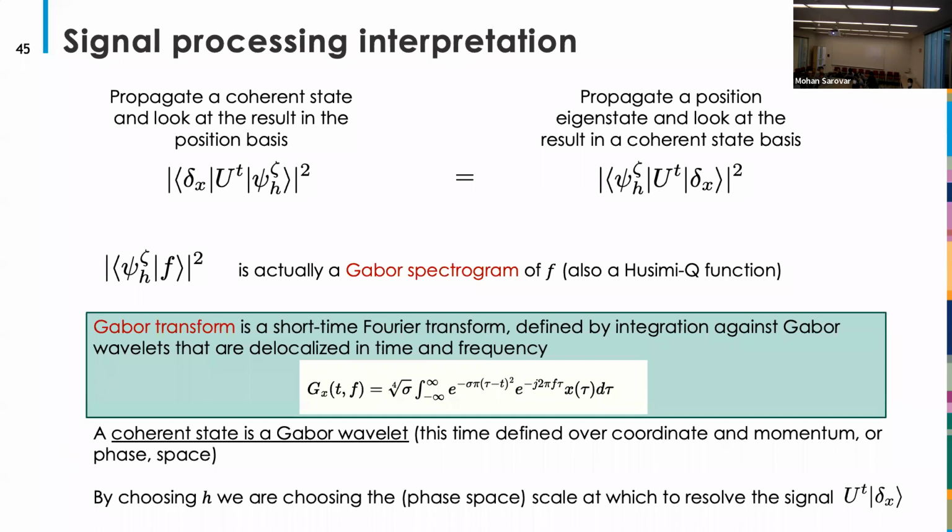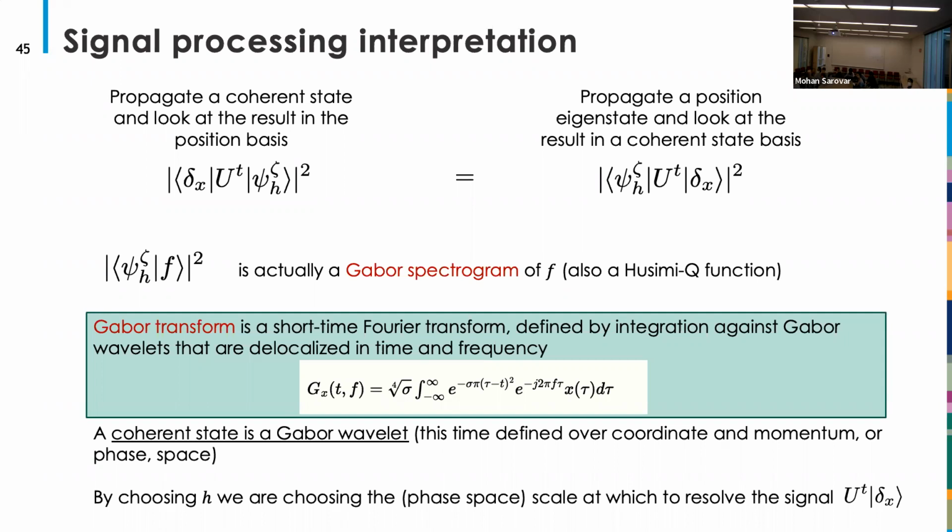when you project things onto coherent states, is a Q function if you're from quantum optics, but if you're from signal processing, it's called a Gabor spectrogram, because this is a Gabor wavelet. It has some uncertainty in position, and so this is called the Gabor transform of F.